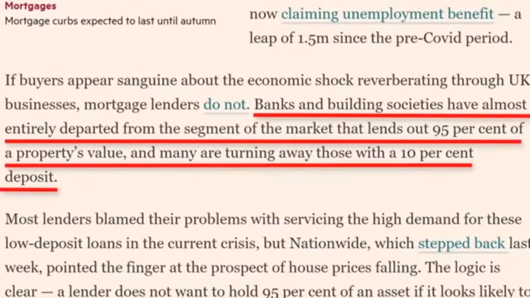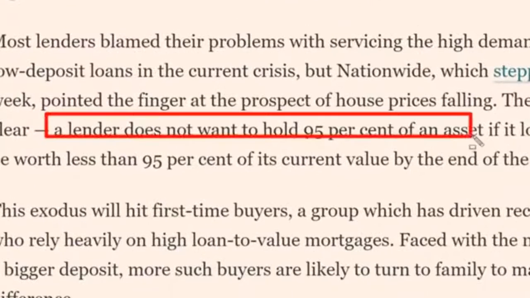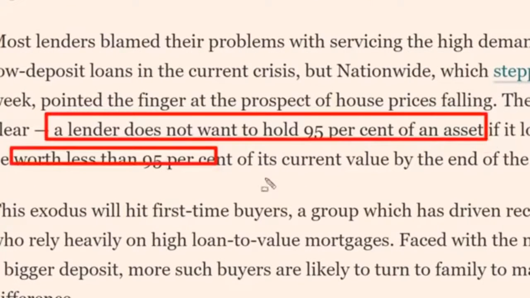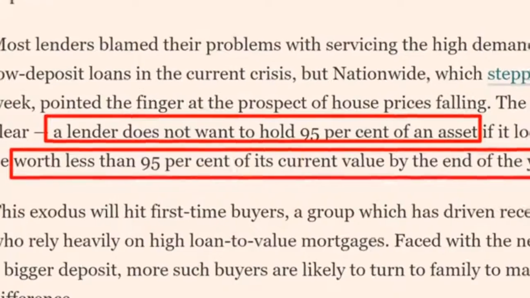Because, and it says over here, banks and building societies have almost entirely departed from the segment of the market that lends out 95% of the property's value, and many are turning away those with a 10% deposit. And it says over here, a lender does not want to hold 95% of an asset if it looks likely to be worth less than 95% of its current value by the end of the year.